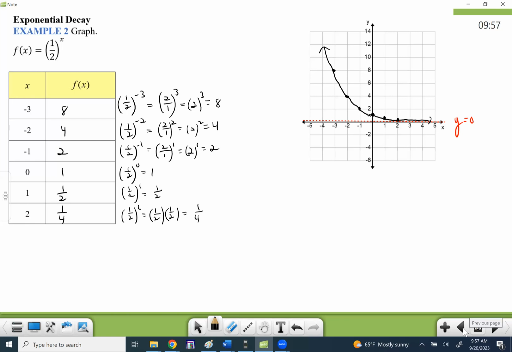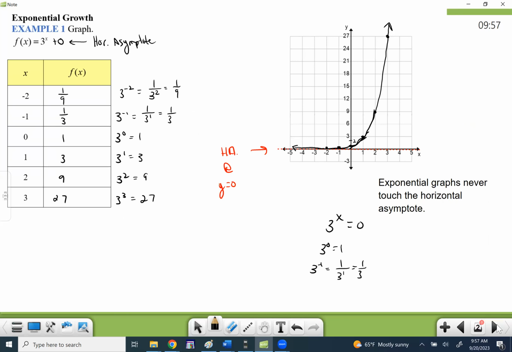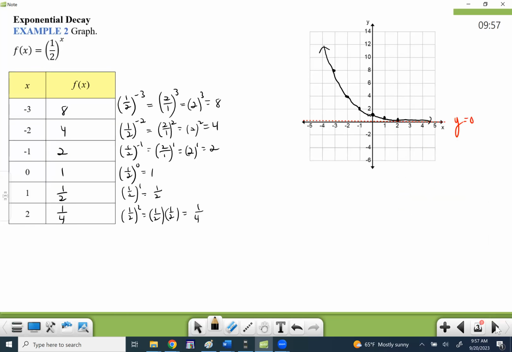Okay. All right. So let's just kind of talk about these two graphs. I want you guys to quickly look at the function and be able to tell me whether it's going to be growth or decay. So let's talk about that.